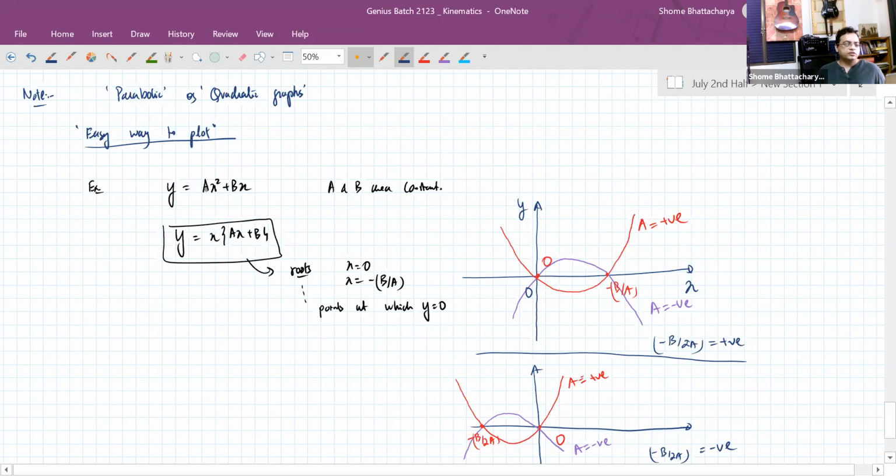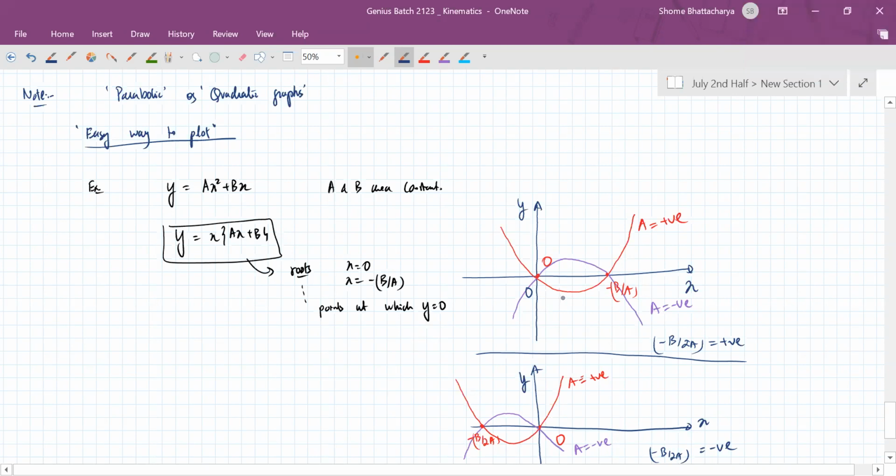It just has a coefficient of x square and a coefficient of x. And these are the most common type of parabolic graphs that you will encounter in kinematics. Okay, so you should really have no difficulty plotting these graphs. So I'll give you some numerical examples and we'll see some more properties also, like the position of the vertex and all this. Okay. So why is minus b by a on the positive x-axis?